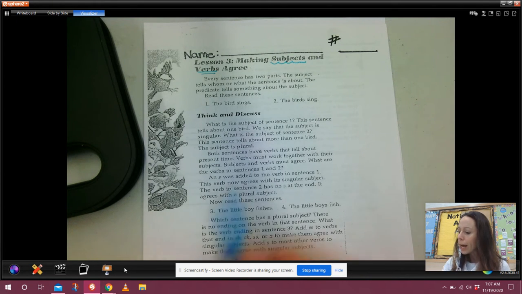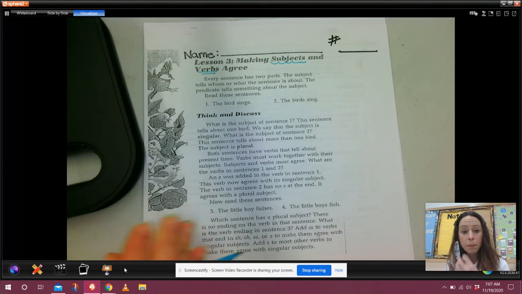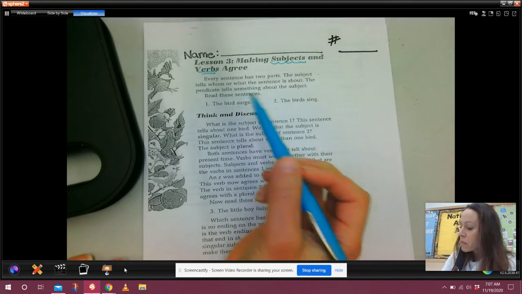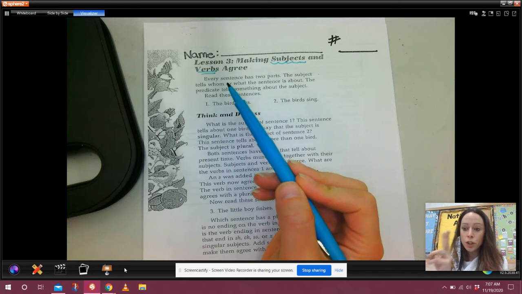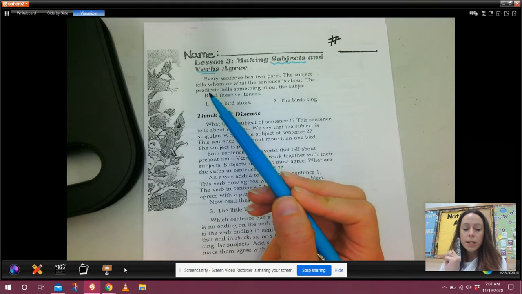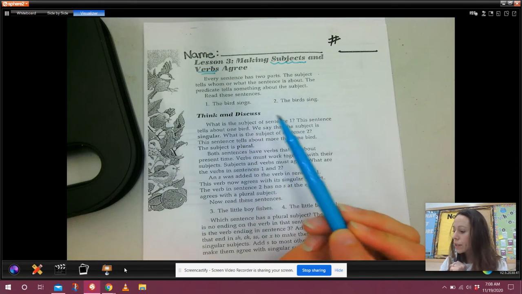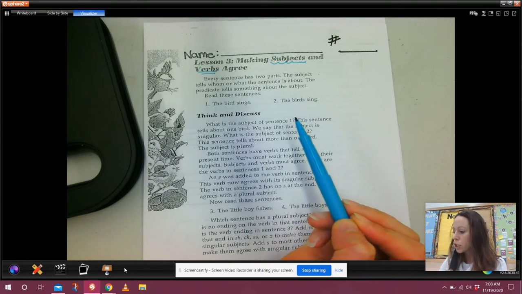So I'm going to go ahead and read some of this to you. If I make some marks or circles, you can go ahead and do that on your paper too. That'll just bring your attention back to some important information. Okay? Every sentence has two parts. You know this. A subject that tells who or what the sentence is about, and the predicate that tells us more, tells us what the subject is doing.